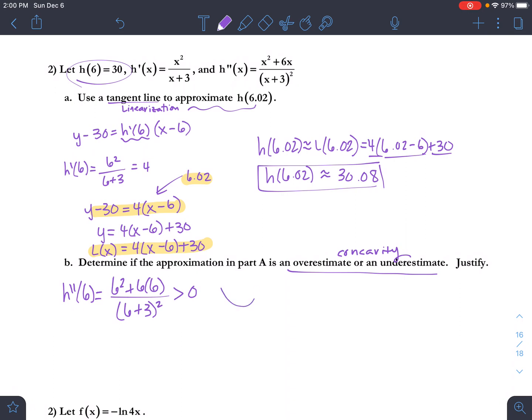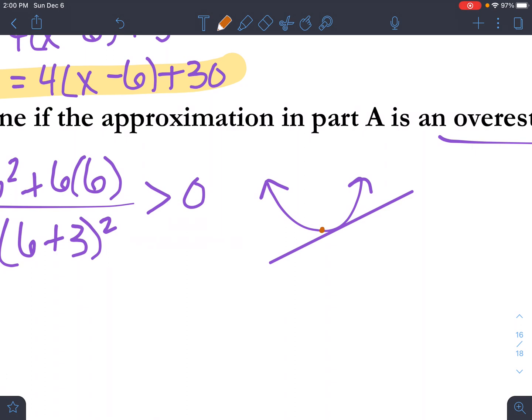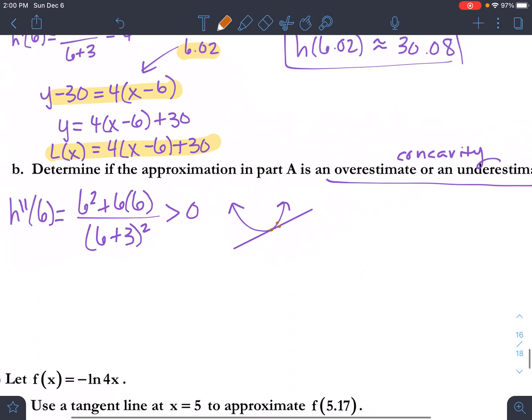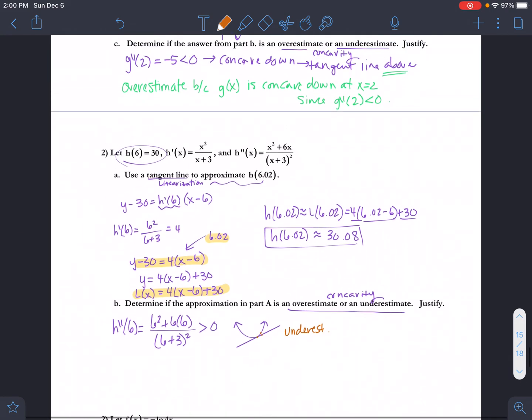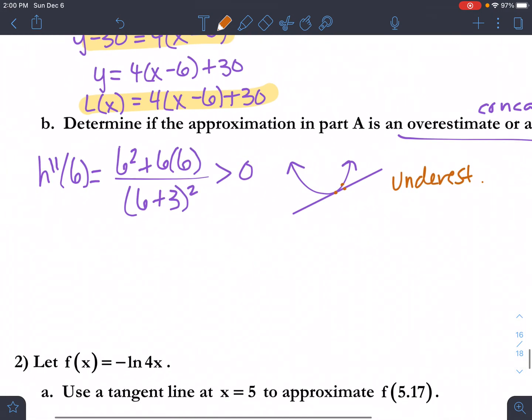Why? That means it's concave up, right? And that means the tangent line is going to be below, okay? Meaning, if I was trying to approximate at 6, and then 6.01 was right here, I would have a slight underestimate, okay, because, remember, the previous one was an overestimate, we were concave down, right? So the tangent line was above. This one is an underestimate, okay, because we're concave up. So the tangent line is below. So whatever notes you need to write there, you don't need to write much.